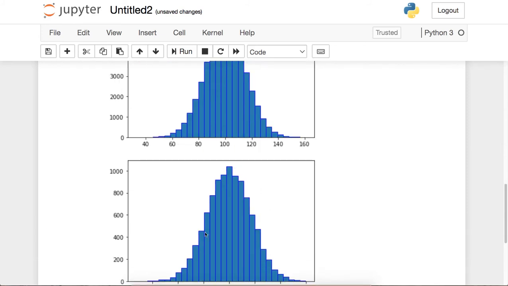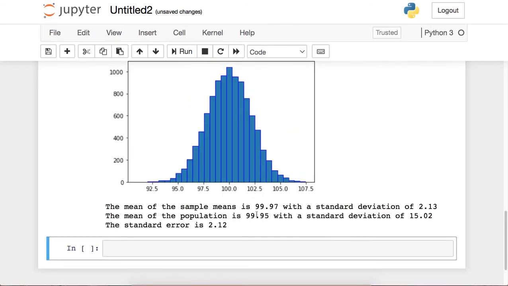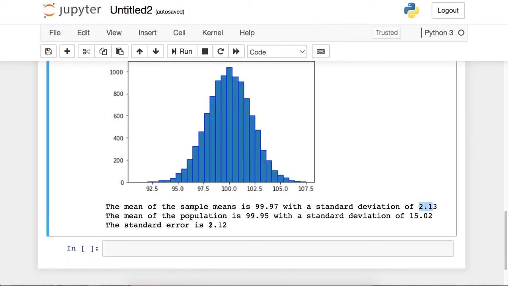Again, we have a bell-shaped distribution. Again, notice our sample means and population means. The mean of the sample means targets the population mean, and if we multiply this standard deviation by 7, we get our population standard deviation roughly. Again, our standard error using the formula versus the standard deviation of the sample means are targeted values, where this value here targets our standard error.